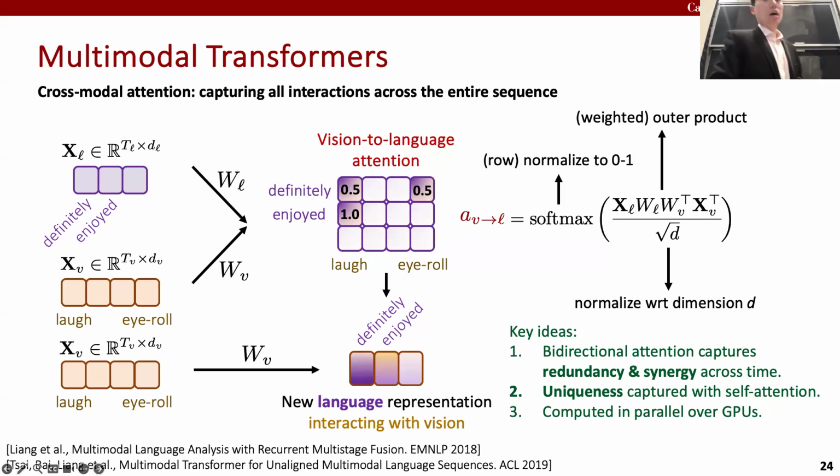And finally, these are very efficient because you're essentially doing matrix multiplications and normalizations. You can parallelize this over multiple GPUs to learn all interactions between pairwise elements at the same time.